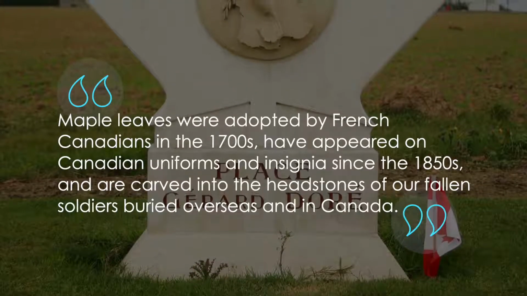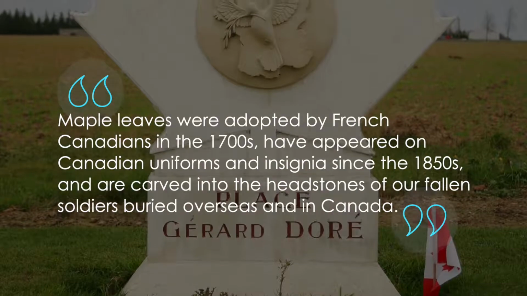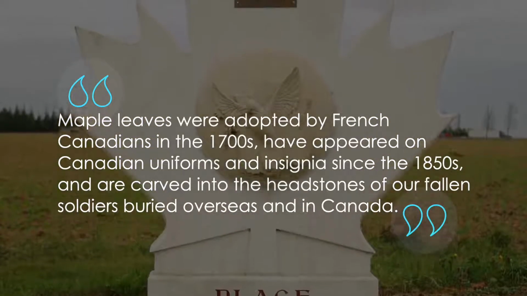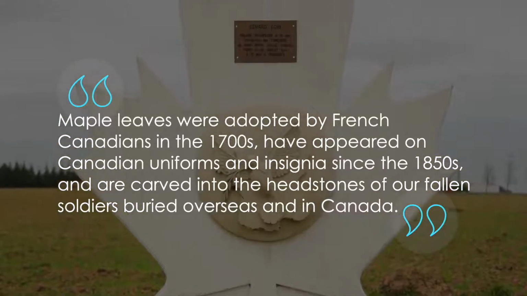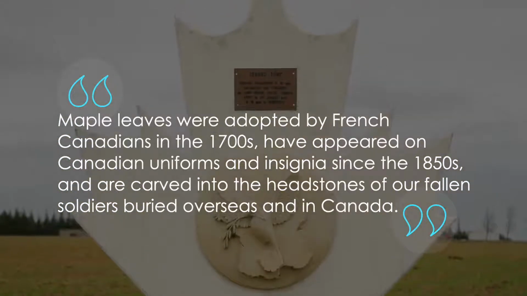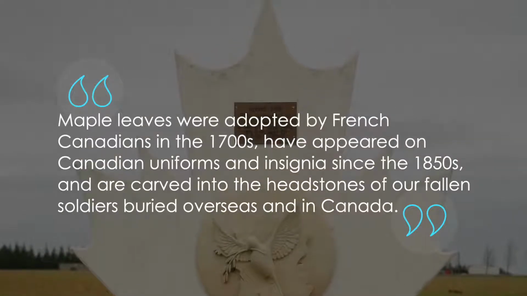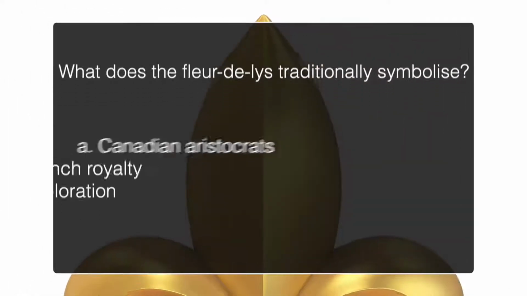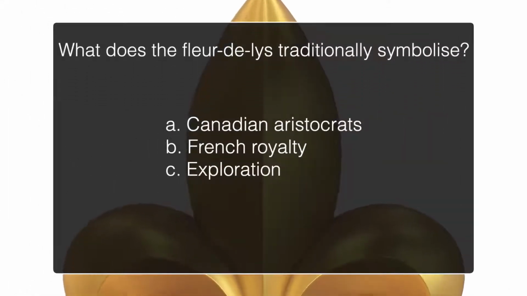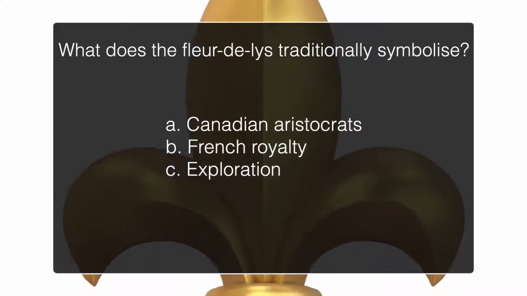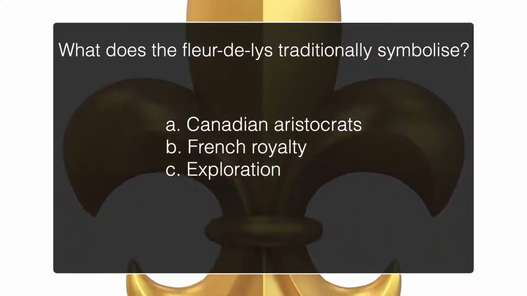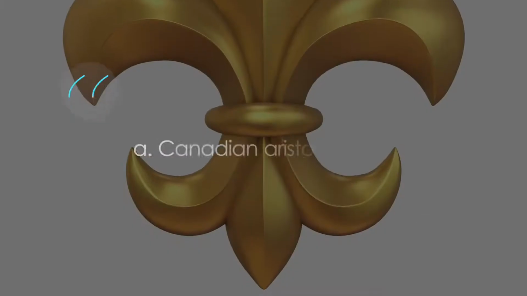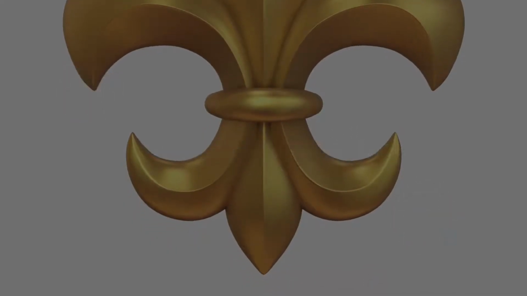Maple leaves were adopted by French Canadians in the 1700s and have appeared on Canadian uniforms and insignia since the 1850s, and are carved into the headstones of our fallen soldiers buried overseas and in Canada. What does the Fleur de Lis traditionally symbolise? Canadian aristocrats, French royalty, or exploration? The answer is Canadian aristocrats.